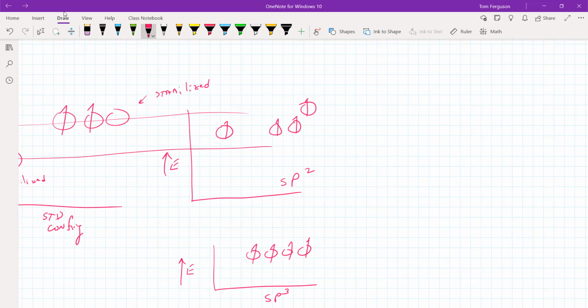Now remember, sp2 is for double bonds. sp3 is for single bonds. So which is more stable, single or double bonds? Single, because of sp3 hybridization. You don't have this outlier up here. Now, there's a name for that outlier. So not all electrons are created equal.